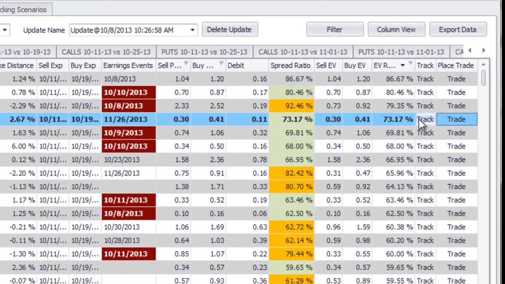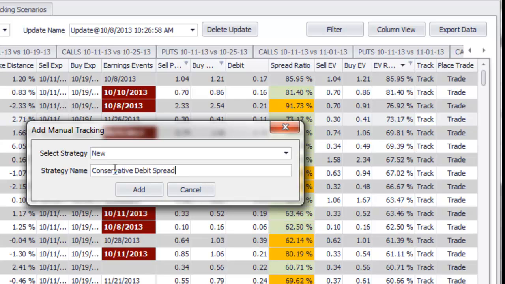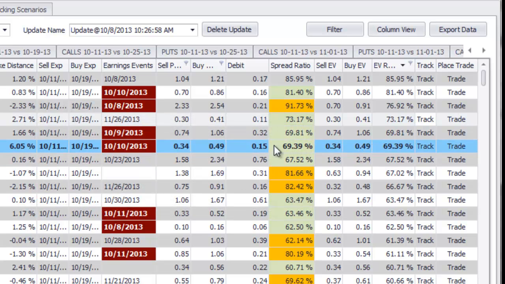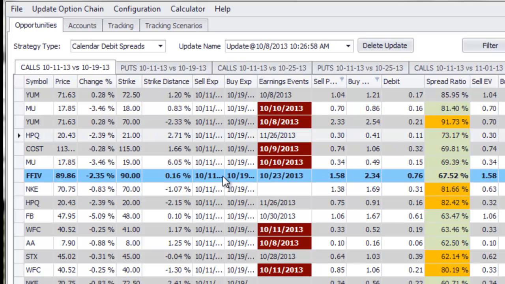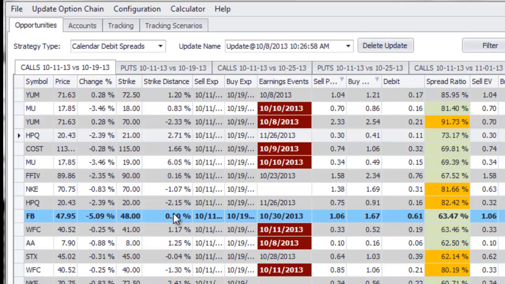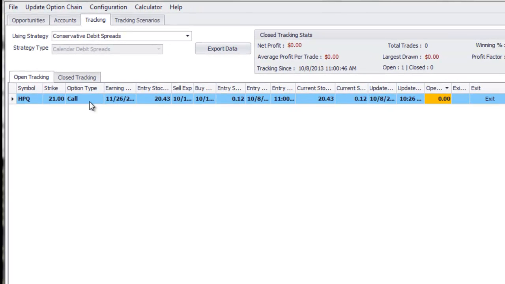You simply click on the option to track. I'm going to say conservative debit spreads, and I'm going to add. Now it's going to add that trade at 11 cents to my tracking scenarios, and it will keep track of what happens to that. You can simply go to tracking, and you can see here that I just added this to a brand new strategy, and it is now tracking this. It's like paper trading, so it will keep track of the decisions that you make and let you know how well you're doing.